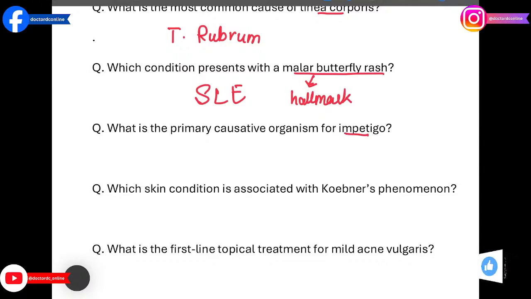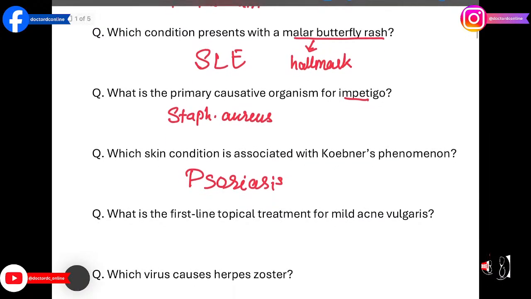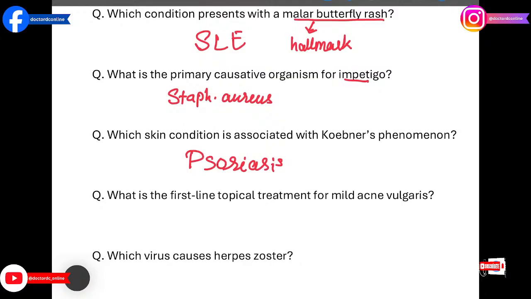What is the primary causative organism for impetigo? Staphylococcus aureus. This contagious bacterial infection causes honey-colored crusts, commonly in children. Which skin condition is associated with Koebner's phenomenon? Psoriasis. New psoriatic lesions appear at sites of skin trauma due to this isomorphic response.